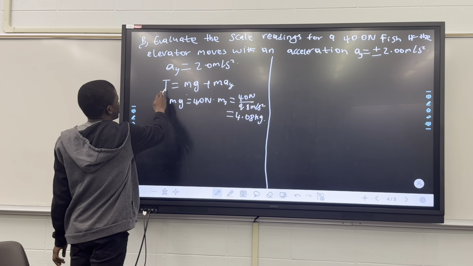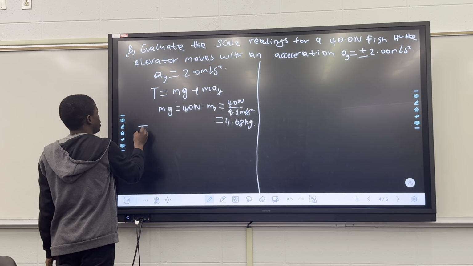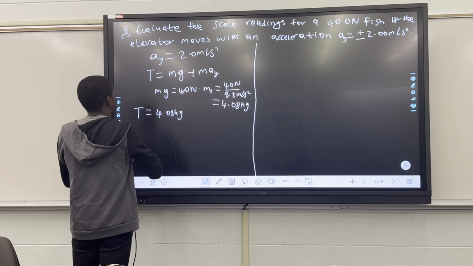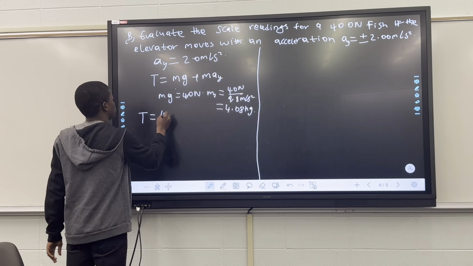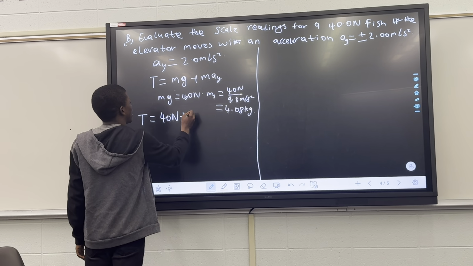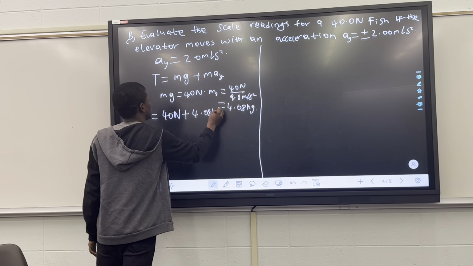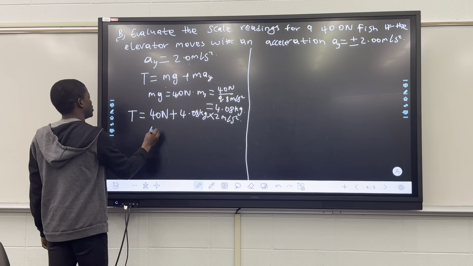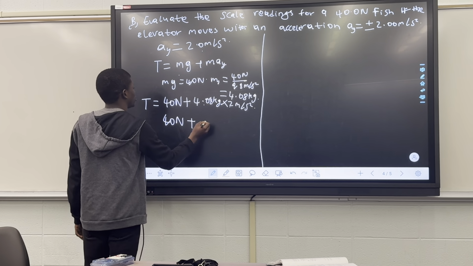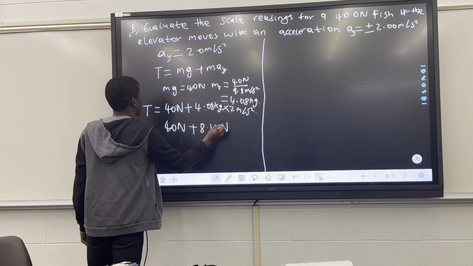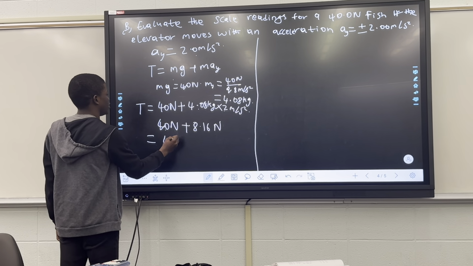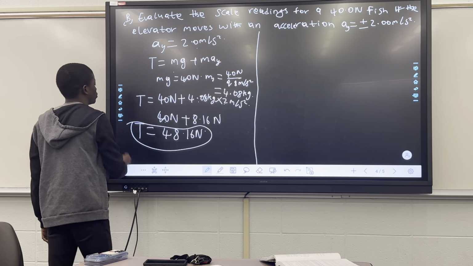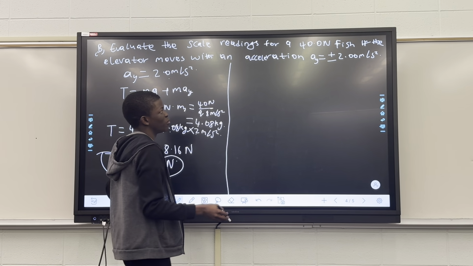Now I can get the tension, which will be the reading on the scale. So I'll say T equals, or rather, I can just write the weight of the fish for this one, 14 Newton plus mass 4.08 kilogram multiplied by acceleration 2 meters per second squared. So this will be 14 Newton plus this times 2 Newton, and then we'll add the 2 to be 48.16 Newton. So you see the fish is going to weigh more when the elevator is moving upwards. The reading on the scale is going to be more when the elevator is moving upwards.